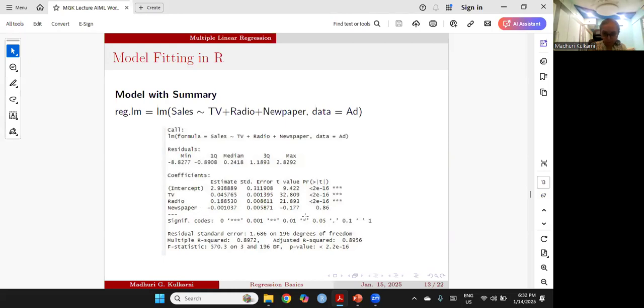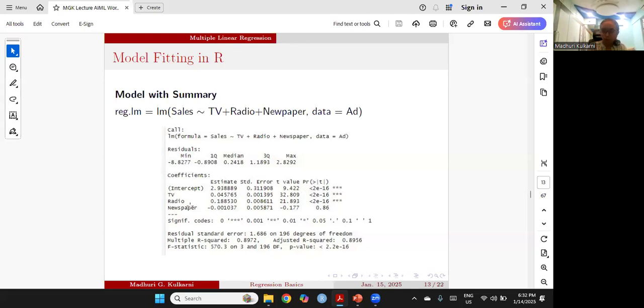So for example, here see these numbers. When you look at the newspaper, it's coming out to be insignificant. These asterisk signs denote whether the variable is significant or not. So you have three asterisks at the TV. If you look at the output, you have three asterisks. It means that the variable is strongly important for the model.